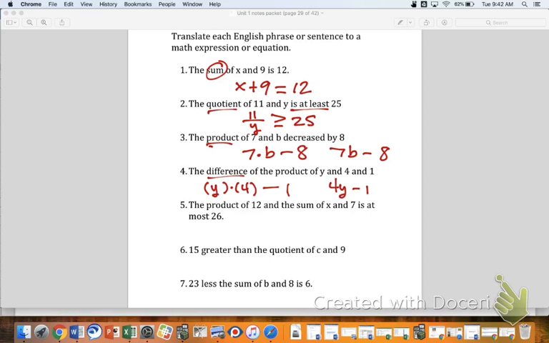Number 5, product. The product of 12. So product means multiplication. So we're going to go 12 times something. 12 times what?